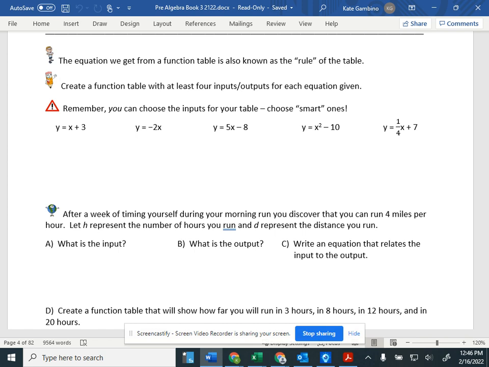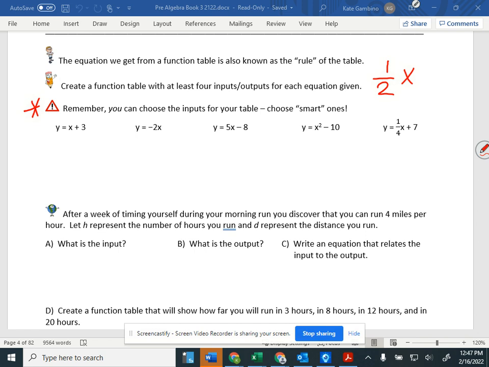Remember, oh, this is important. You get to choose your inputs for your table. So you're choosing your X. Okay? So you want to choose smart ones that are going to be easy to use. So when I was teaching function tables to the other math group, we had a function that might have been like 1/2 X. So put in X's that are going to be easy to have. Okay? So if you put in even numbers, it's easy to do the half.